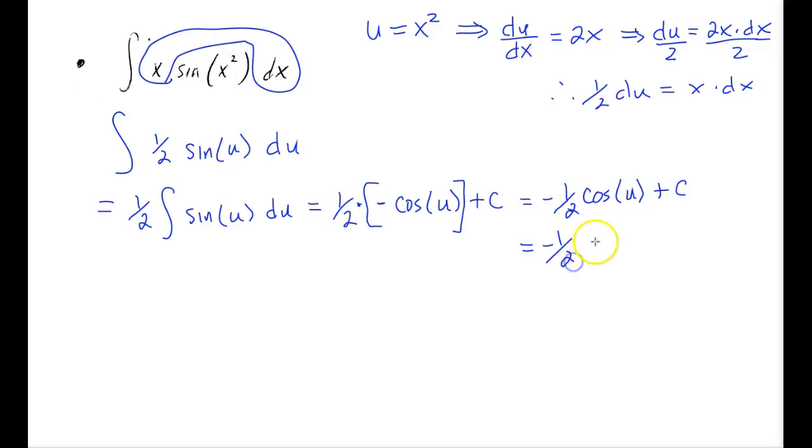And now all we have to do is substitute in what u is. And we know that was x squared. So we end up with minus 1/2 cosine x squared plus c as our most general antiderivative.